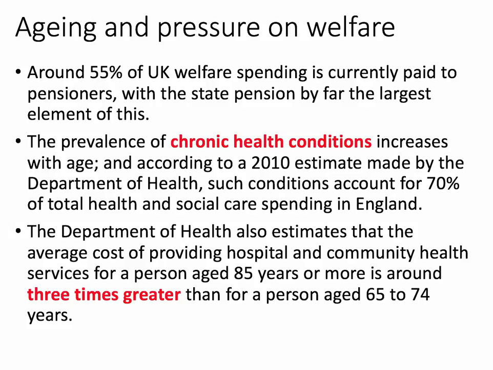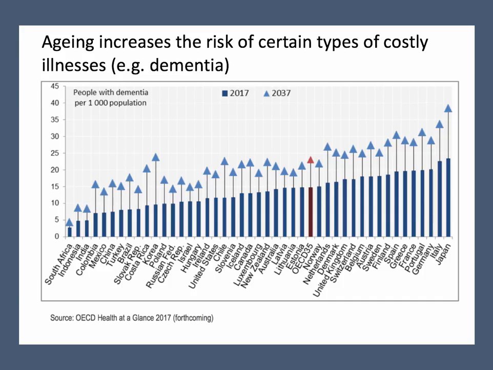Now, clearly a rise in the elderly population, particularly if it's not matched by health improvements, is going to place huge pressure on public finances. I think a couple of years ago, councils in England spent about £17 billion on social care for adults, and £7 billion of that went on people aged over 65.